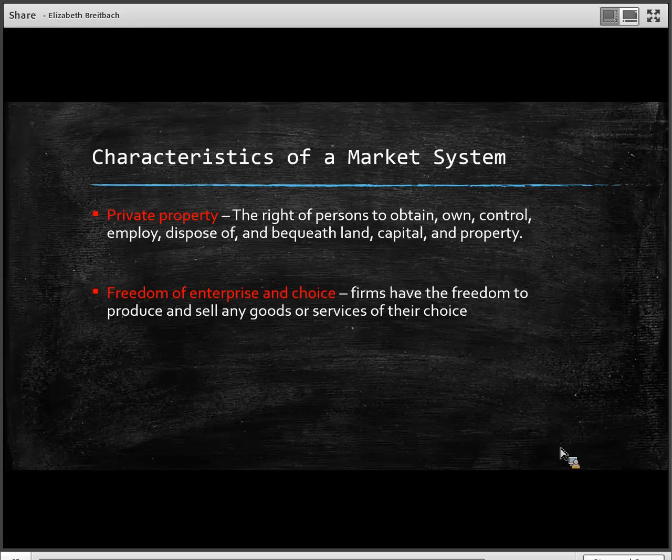Next is the freedom of enterprise and choice. Firms have the freedom to produce and sell any good or service. Within the United States, obviously, we can't sell illegal drugs. Prostitution is illegal, so that's one case where freedom of enterprise and choice isn't always the case. So in the United States, we're not a perfect market system. The government does step in some areas, but we're talking about firms having the freedom to produce and sell the goods and services that they choose. Whereas in a command society, we might see government ownership of those firms, so they don't have that freedom, or the government severely limits the amount or types of goods and services that can be sold.